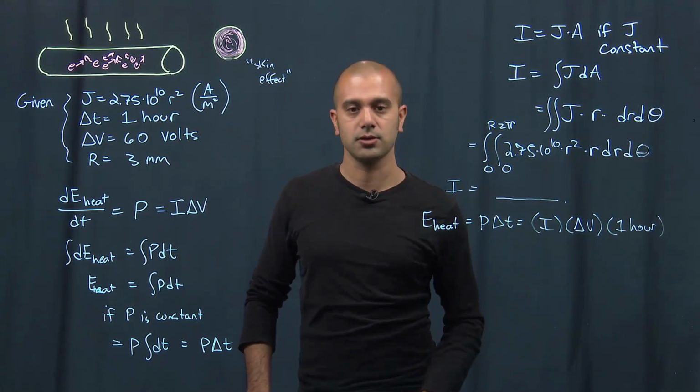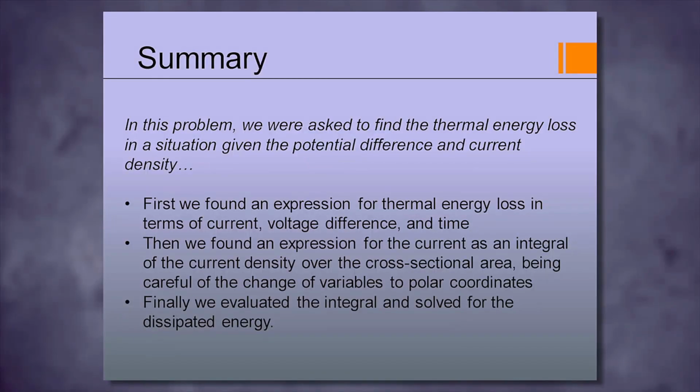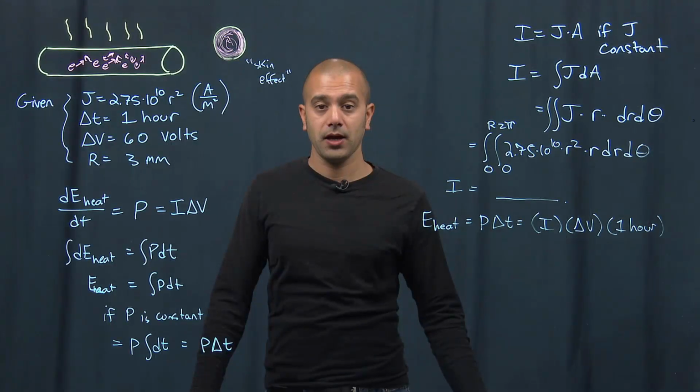So let's stop there and summarize. In this problem, we were asked to find the thermal energy loss in a wire given the potential difference across the wire and the current density. The first thing we did is find an expression for the thermal energy loss in terms of current, voltage difference, and time. Then, because we didn't have the current, we found an expression for it as an integral of the current density over the cross-sectional area, being careful of the change of variables to polar coordinates. Finally, we evaluated the integral and solved for the dissipated energy. And so that's it for this problem.